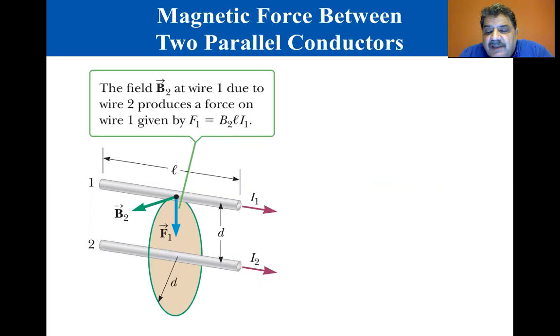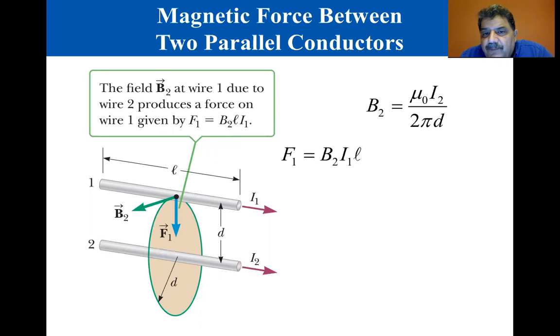The current I2 sets up magnetic field B2 at wire 1. The direction of B2 is perpendicular to the wire, as you can see in the figure. Let's calculate the magnitude of this magnetic field. B2 equals mu 0 I2 divided by 2 pi d. Remember that the magnitude of the magnetic force on wire 1 in the presence of B2 due to I2 is this equation: force 1 equals B2 I1 L.